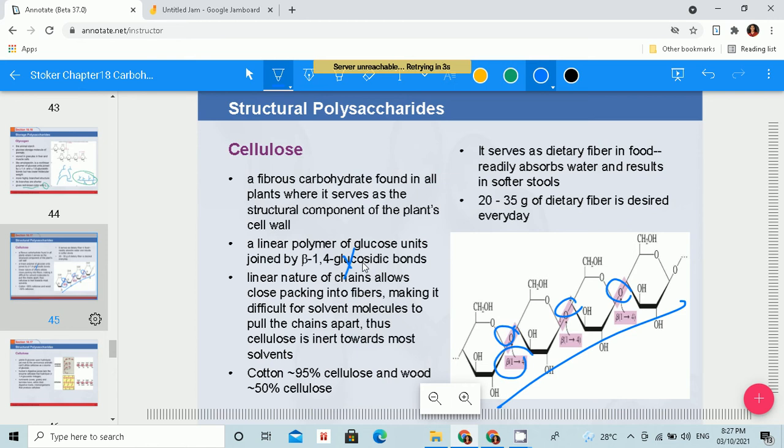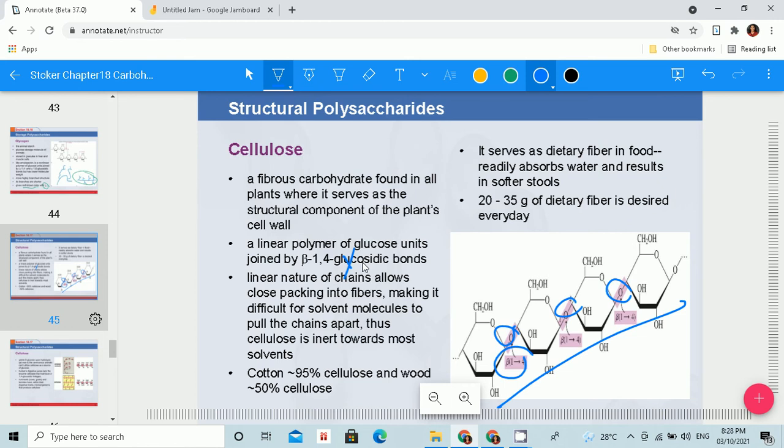The linear nature of the chain allows close packing into fibers, making it difficult for solvent molecules to pull the chains apart. Cellulose is inert toward most solvents. So this linear chain also gives an advantage because it has close packing, so it is stronger, making it difficult for solvent molecules to pull the chains apart.